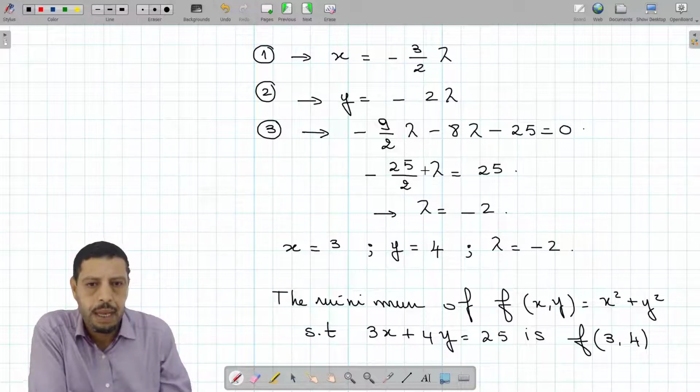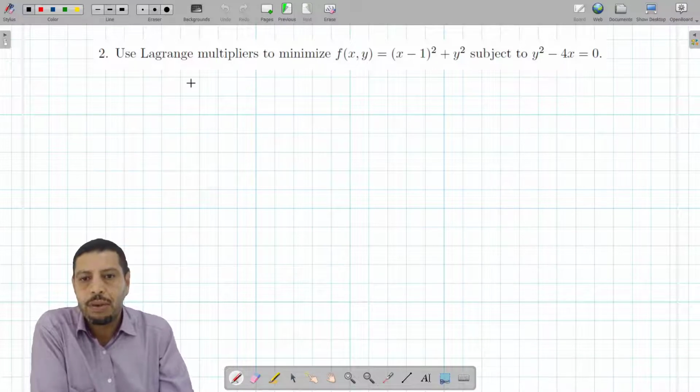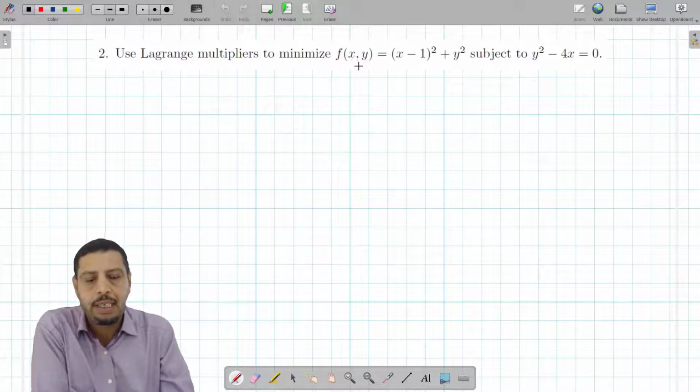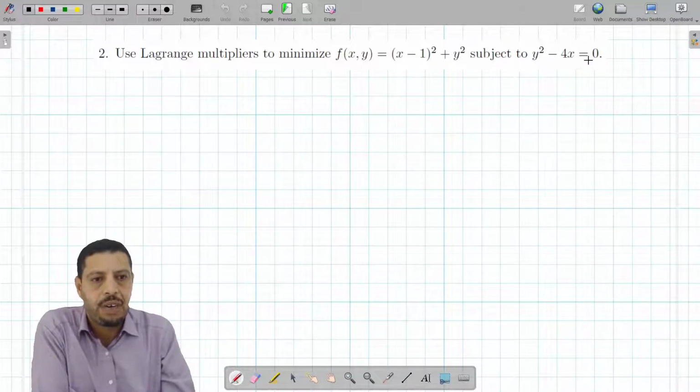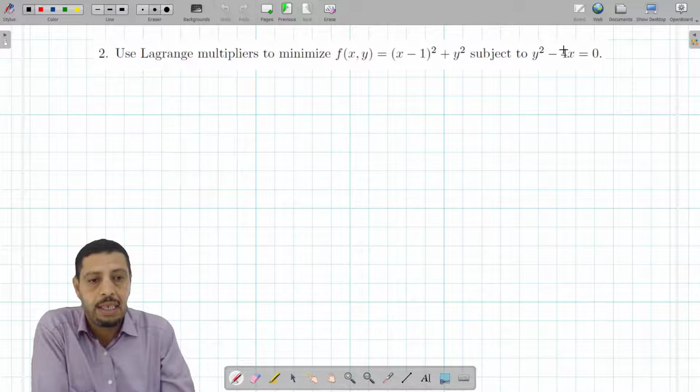Okay? Now we're going to move to the second question in this activity. We'll use also the Lagrange multipliers method to minimize the new function f of x and y equals x minus 1 squared plus y squared, subject to y squared minus 4x equals 0. So first of all, you have to write your constraint as an expression equals 0, and it's already done.